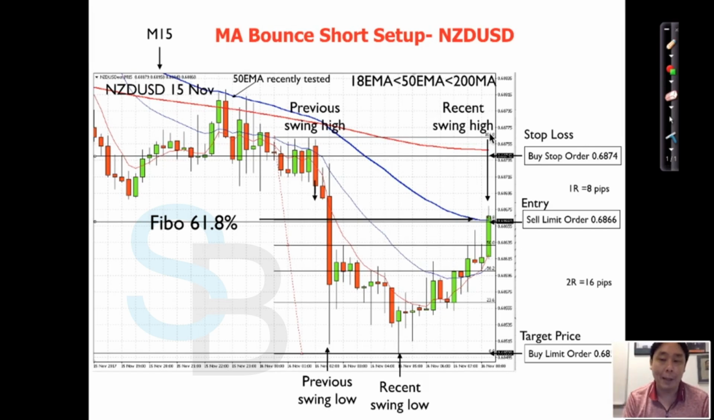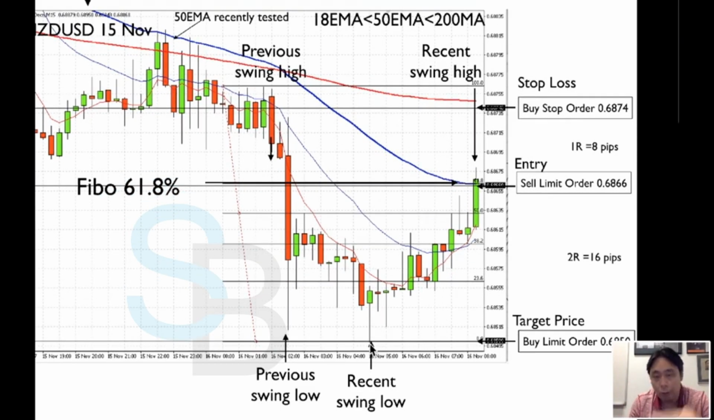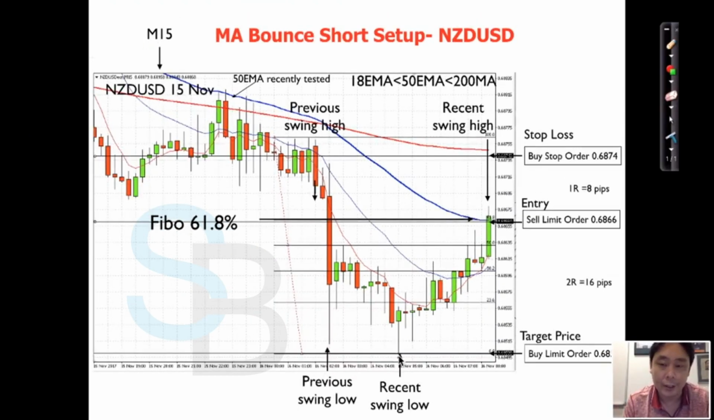I have to keep it at 8 pips for the purpose of maintaining my 1:2 risk to return ratio and profiting before the recent swing low is hit. That's the reason why. Okay, so my profit target is placed 2R below the entry price. So 2 times 8 is 16 pips. So 6866 minus 16 is 6850. So my profit target is right at the recent swing low, right there. I can't afford to go lower. All right, too dangerous.